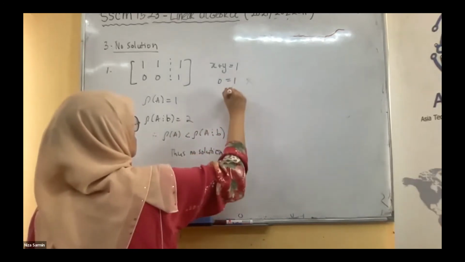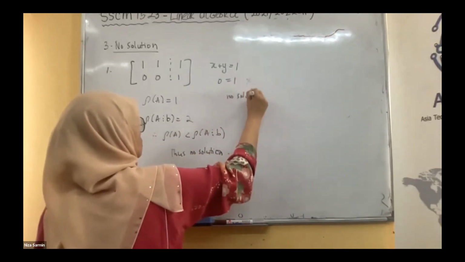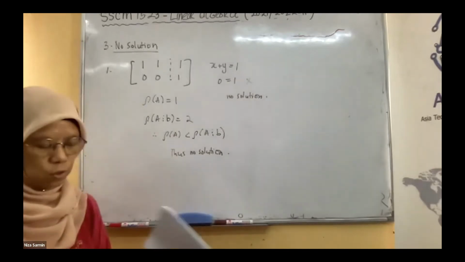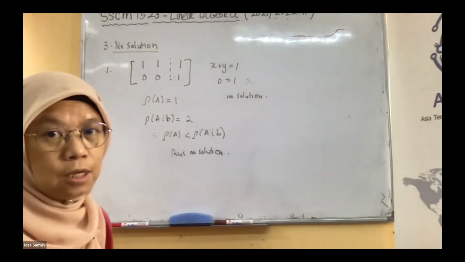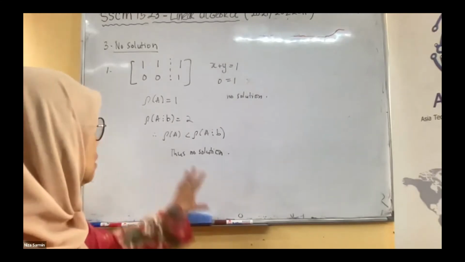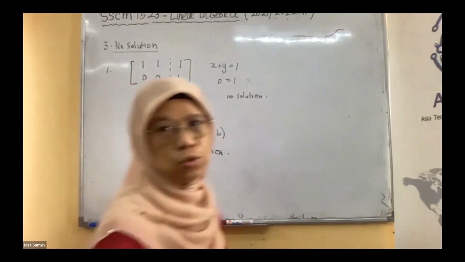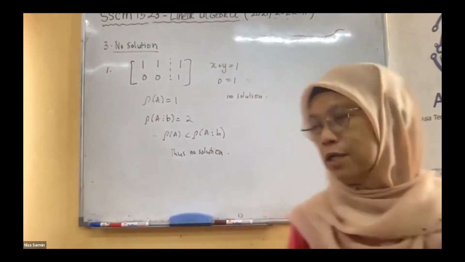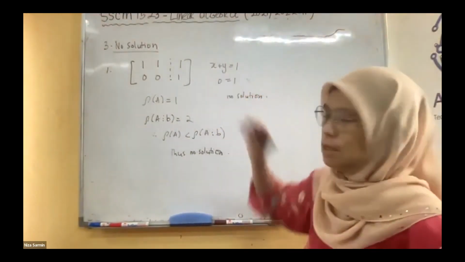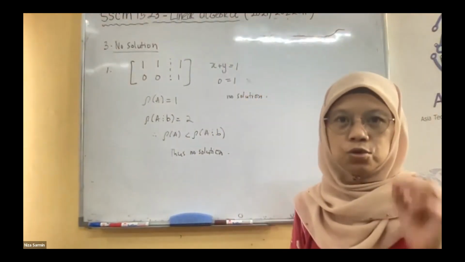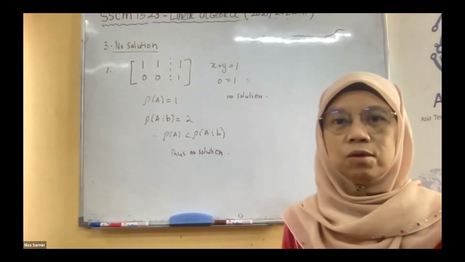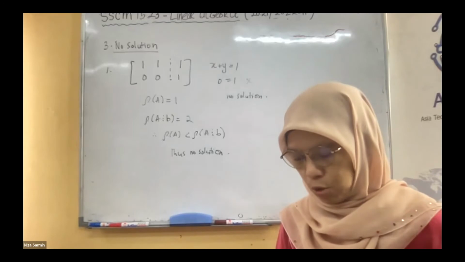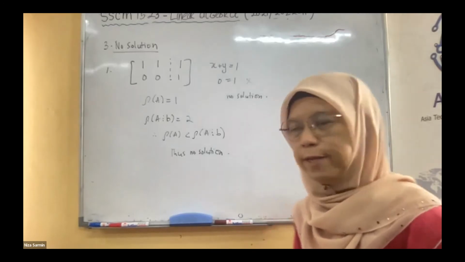If the question said determine the solution using rank of the matrix, then you have to show it this way. Otherwise, you just write this. 0 is not 1, it's also okay, if the question did not specifically say that you had to use the rank. Okay. Another one.